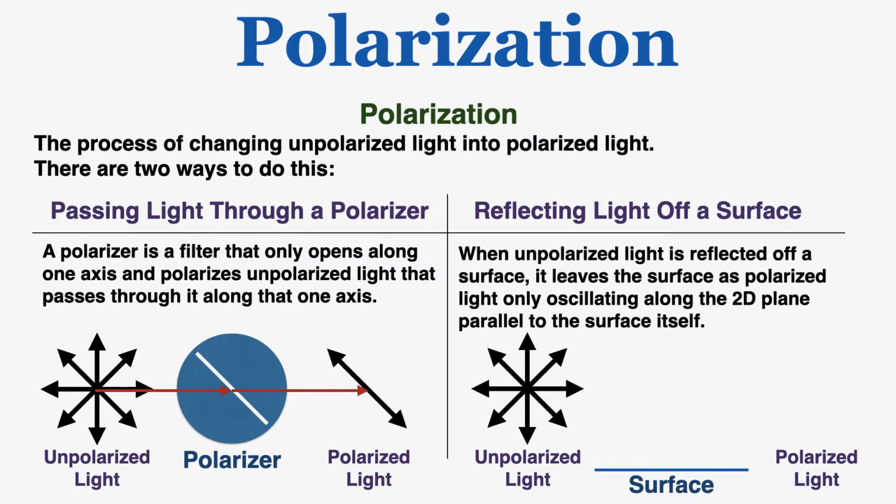The other way to polarize light is to reflect light off a surface. When unpolarized light is reflected off a surface, it leaves the surface as polarized light, only oscillating along the 2D plane parallel to the surface itself. So if this unpolarized light encounters a horizontal surface, the only part of the light that will be reflected is the horizontal polarized component of the light. So it would leave the surface as horizontally polarized light.